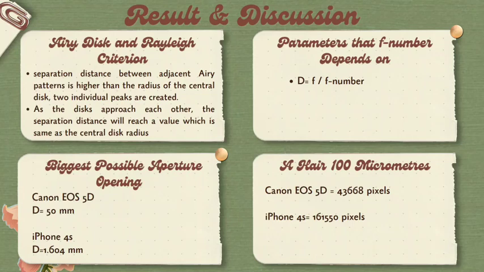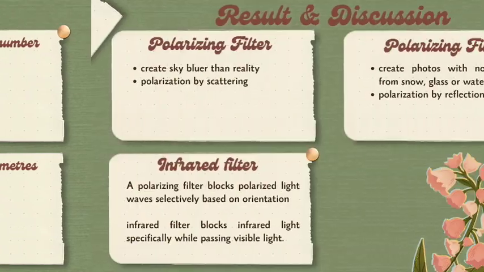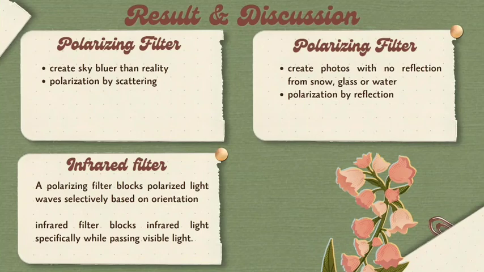The distance to distinguish a hair 100 micrometers in diameter for Canon EOS 5D is 43,668 pixels, and for iPhone 4S is 161,550 pixels. Moving on to the next slide, a polarizing filter can create photos showing skies that are bluer than reality through polarization by scattering.